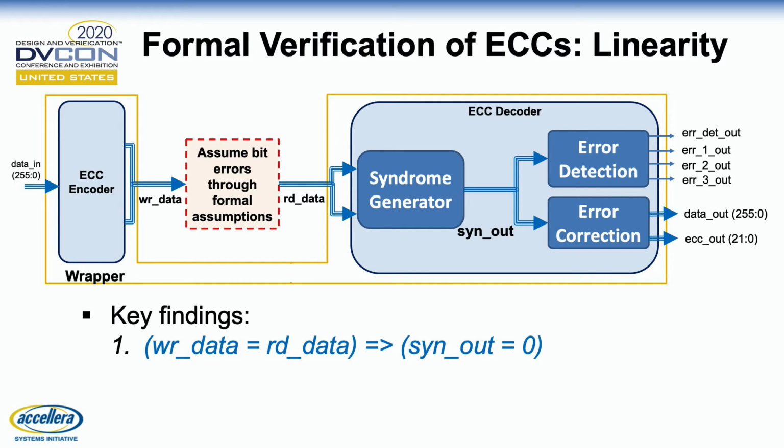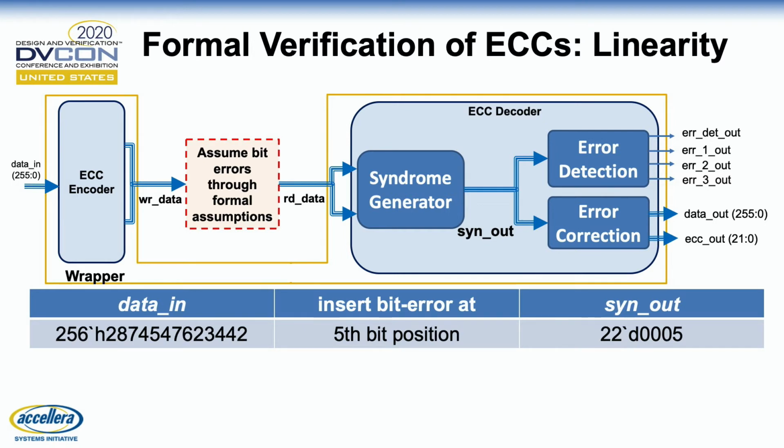And then we made a few more experiments. What we did was tie the data in to a constant value, and then insert a bit error at the 5th bit position. Then we looked at the value of the syndrome generator. We found that the value of the syndrome generator is phi, which indicates that the bit flip occurred at the 5th bit position.